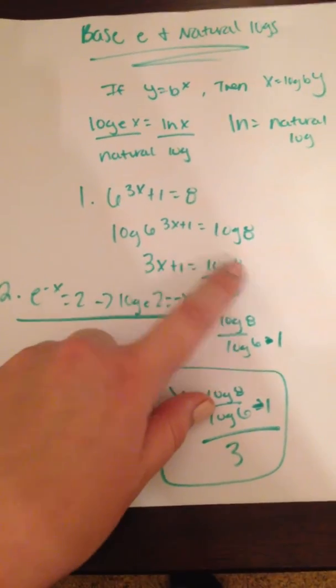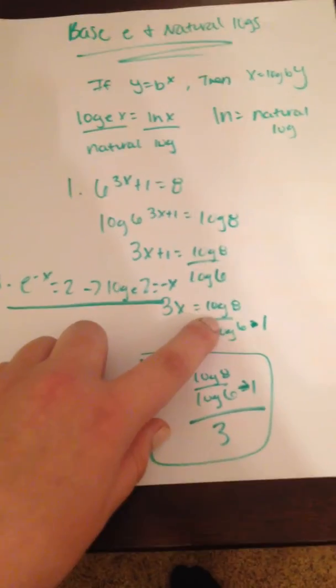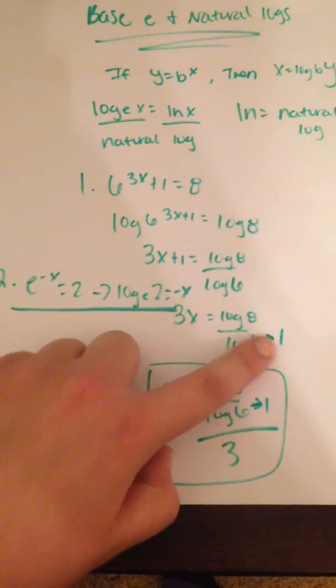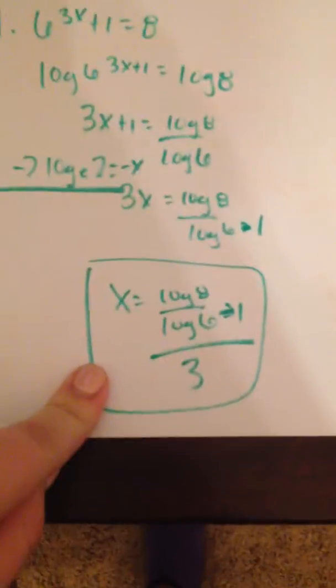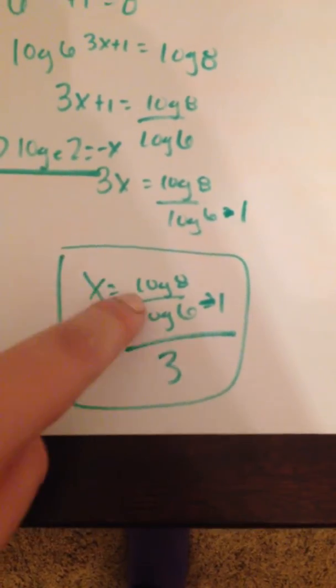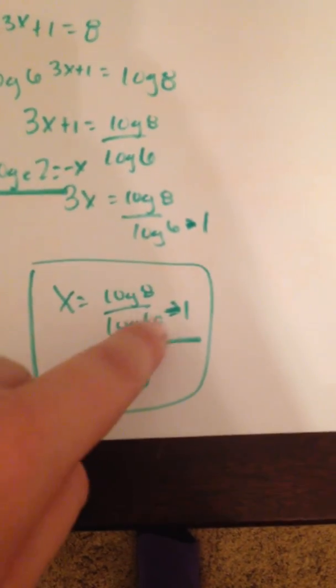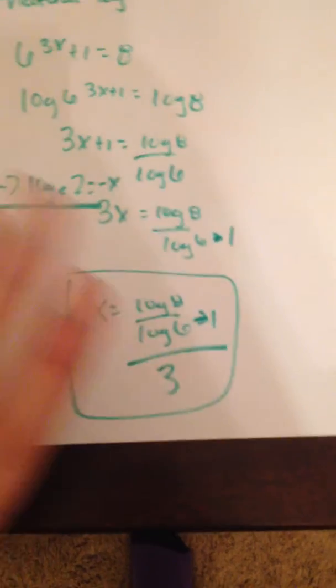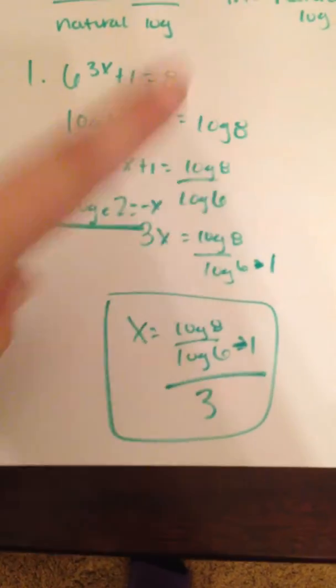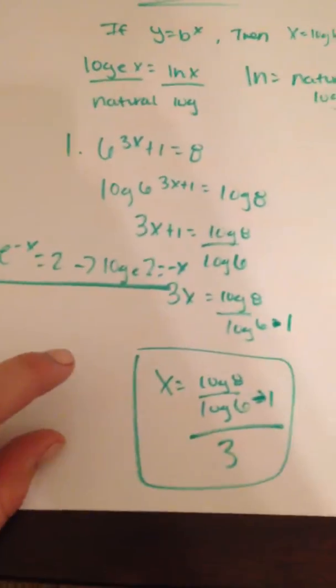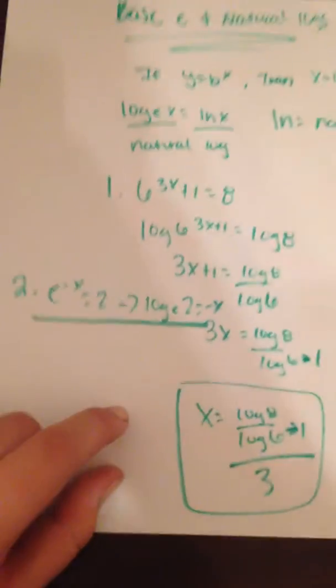Then you have to subtract 1 on both sides, so it's 3x equals log 8 over log 6 minus 1. And then for your final answer, since you have to divide by 3, you get x equals log 8 divided by log 6 minus 1, divided by 3. That is your answer for this whole problem right here. It's a little tricky, but you guys can do it.